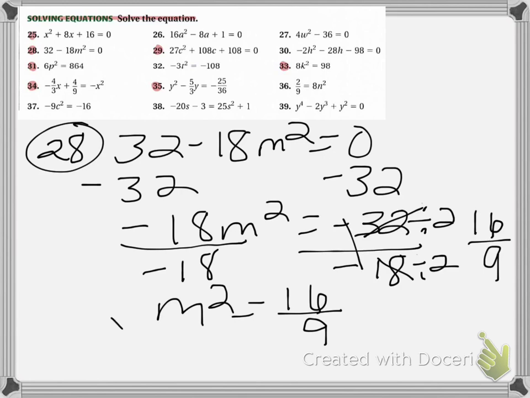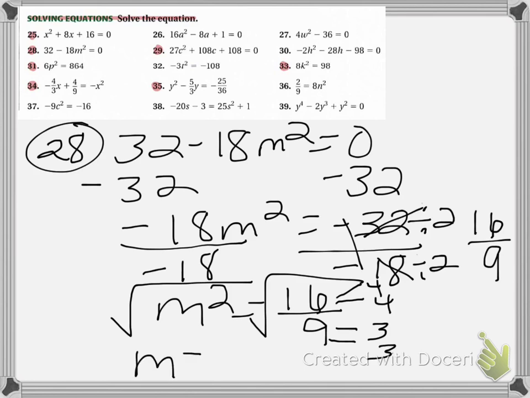We need to get m squared to m, so we got to take the square root. Perfect square of 16 is 4 and 4. Perfect square of 9 is 3 and 3. So m equals, on top, I take 1 4 out. On the bottom, I take 1 3 out, and m equals 4/3.